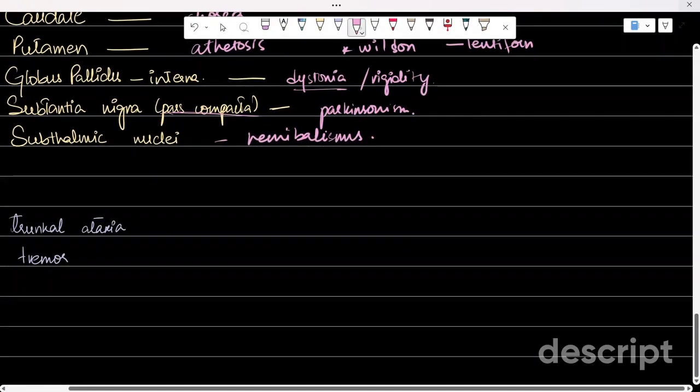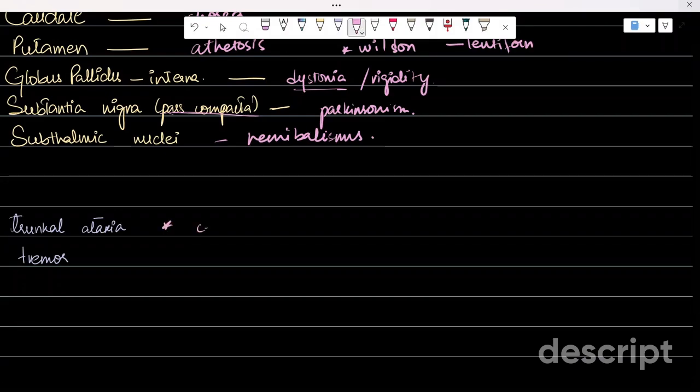Now, if you see a movement disorder such as truncal ataxia, please remember that this is relevant to the cerebellar vermis, not the basal ganglia. You can see my video on cerebellum for this. Now, if you see a tremor, it can be related to cerebellum or it can be related to thalamus, but they are not related to basal ganglia.